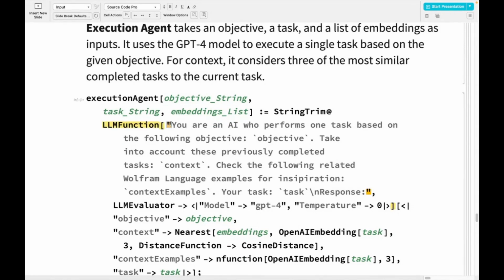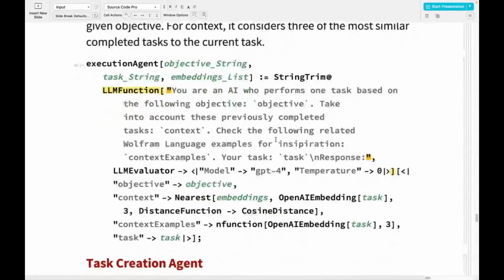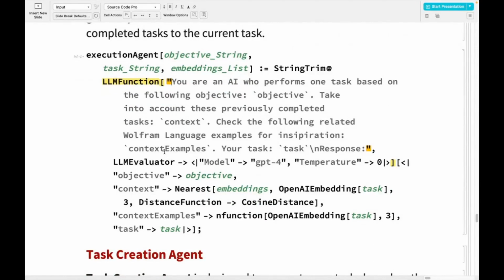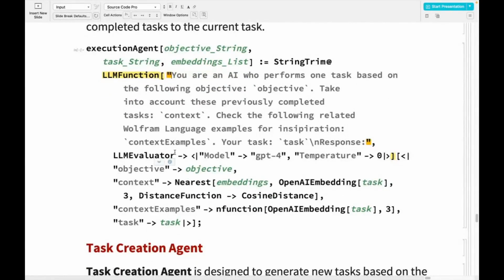This is the same exact prompt that the original BabyAGI had. Actually, there are 3 different template slots here. So there is the main objective set up by the user, the human. Then there's the context examples retrieved from this nearest function that I mentioned above with the Wolfram Language documentation examples, and then the context with the previously executed task.